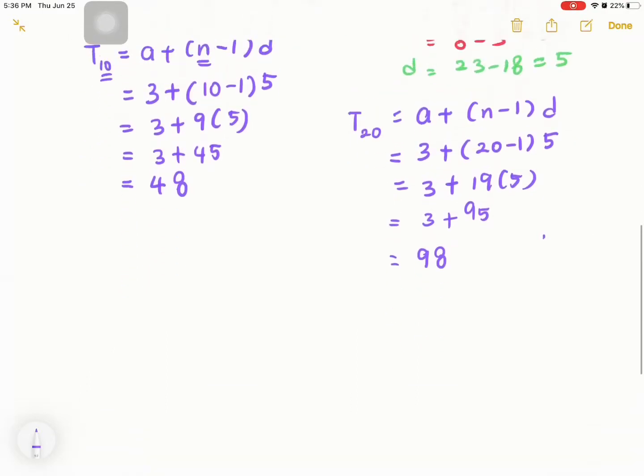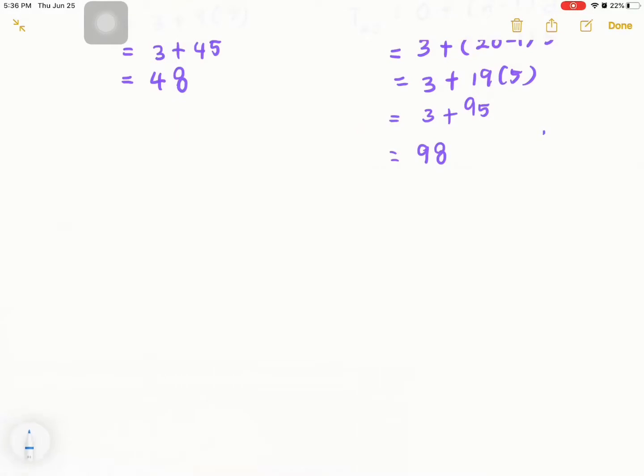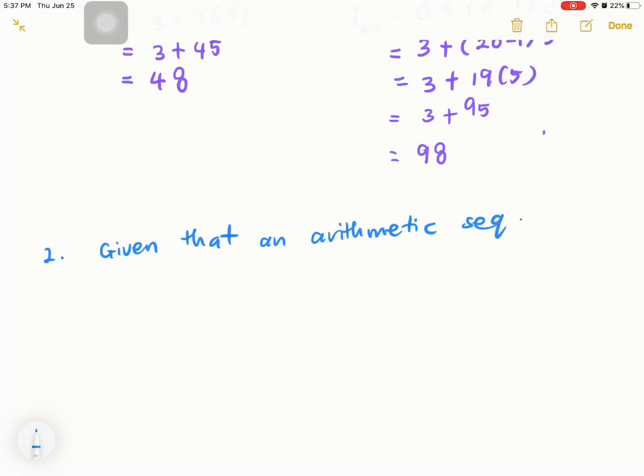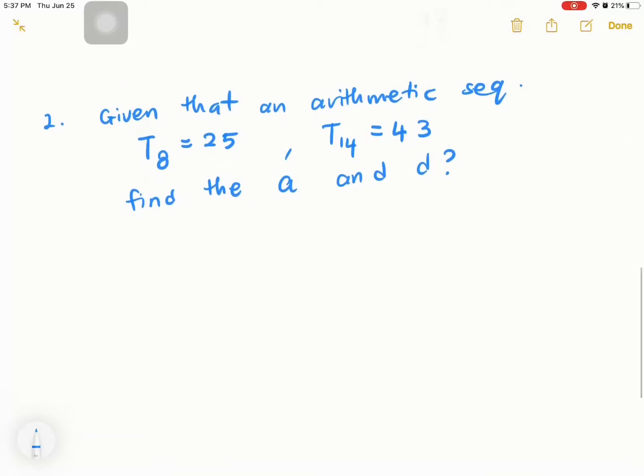Okay, I have another question. Given that we have an arithmetic sequence where T8 equals 25 and T14 equals 43, we need to find A and D. How are we going to do this? This is super simple. I'll show you step by step.